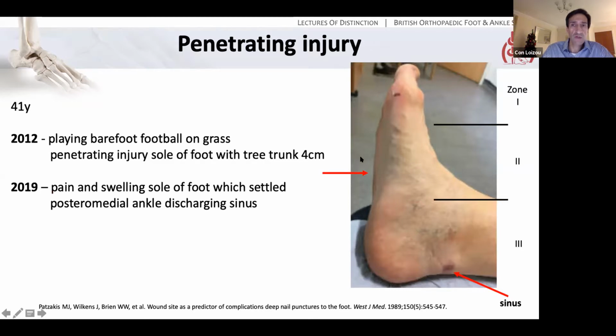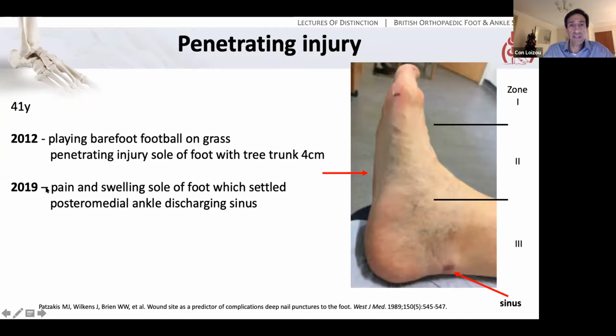If you get a penetrating injury in the midfoot, you tend to get nerve, vessel, tendon injuries, or sometimes septic joints. Now, this is a case of a 41-year-old who was playing barefoot on grass in France one holiday with his son. And he had a penetrating injury in zone 2 at the sole of his foot with a tree trunk that went approximately 4 centimeters.